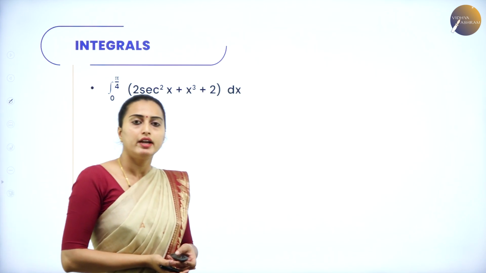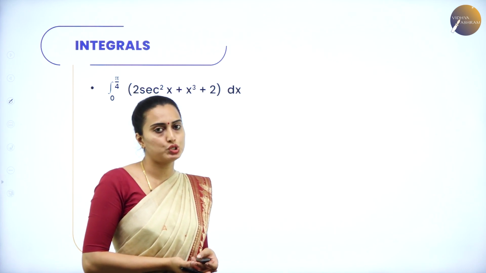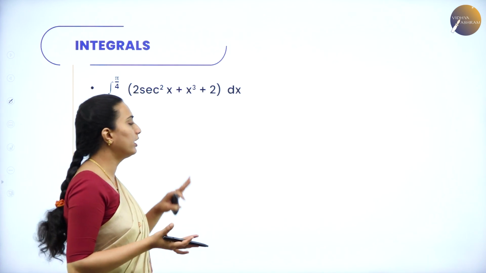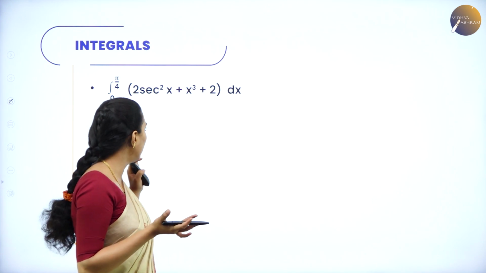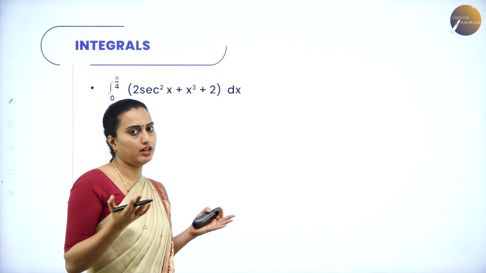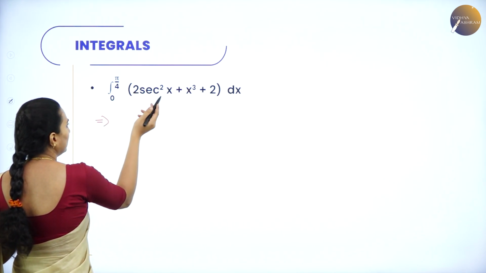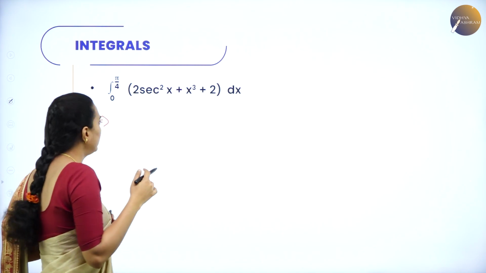What they've asked: integral 0 to pi by 4 of 2 secant squared x plus x cube plus 2. Dear students, 2 secant squared x plus x cube plus 2 into dx from the limit 0 to pi by 4. Here, secant squared x integration is tan x. So therefore, without expanding the factors, you can directly integrate that.